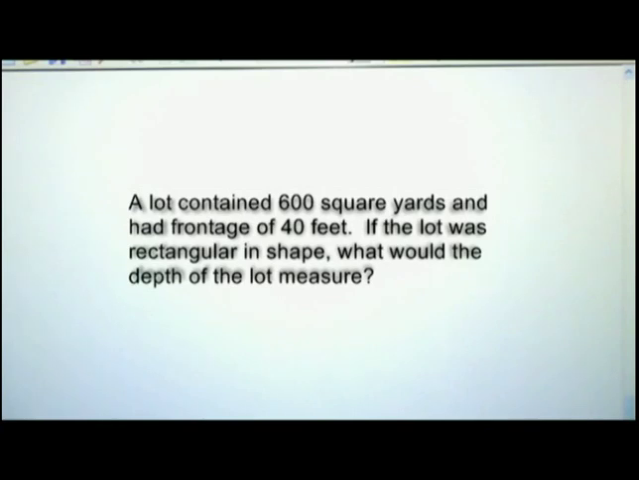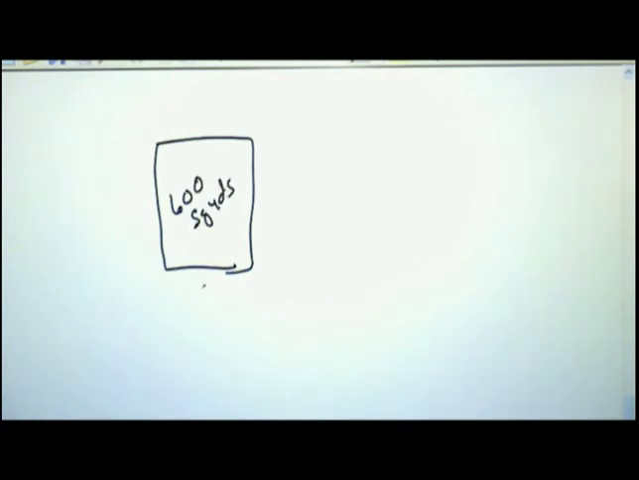A lot contained 600 square yards and had a frontage of 40 feet. If the lot was rectangular in shape, what would the depth of the lot measure? Drawing the lot out, 600 square yards is my area, and my width is 40 feet. I'm looking for the depth. I have dissimilar measurements here. I have an area in square yards, and I have answers in feet.